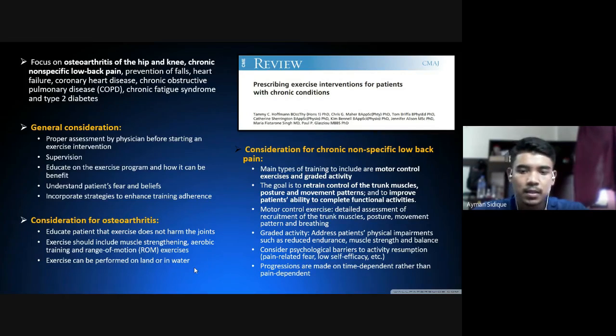Next, again, consider the psychological barriers to activity resumption. Fear, like the general consideration, understand the fear. So the health professionals need to know what their psychological barriers are so that they can tackle them and try to help them with it. And lastly, the progression in training should be time dependent rather than pain dependent, because pain will always be there. So it is a matter of playing with intensity or volume, and it should progress by time, not by referring to the pain.